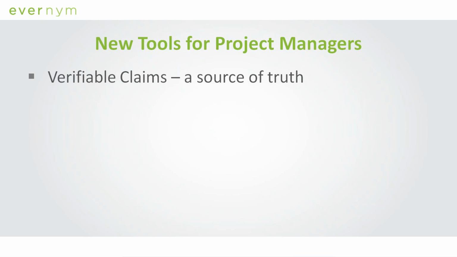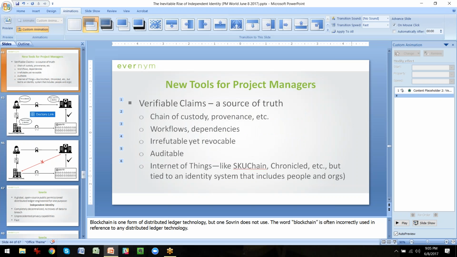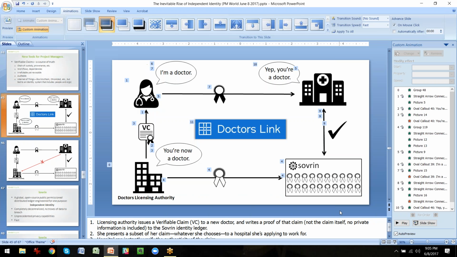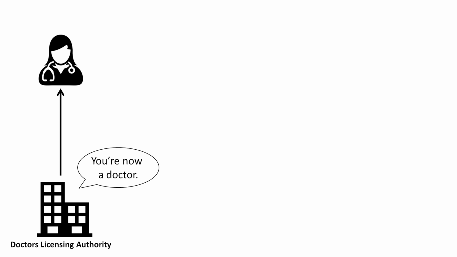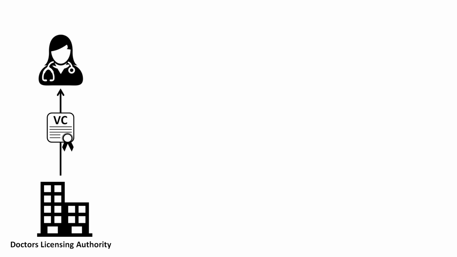And verifiable claims, as a matter of fact, I'm going to go to a little animation. So I feel like I went pretty quick on the other stuff, so I'm going to divert a little bit. I want to show you how verifiable claims work. This is a project we're working on with all the doctors in the United Kingdom to prove that they're really doctors, because they have a problem with that apparently today. So the Doctors Licensing Authority issues what's called a verifiable claim to a doctor. It says, congratulations, you're a new doctor.